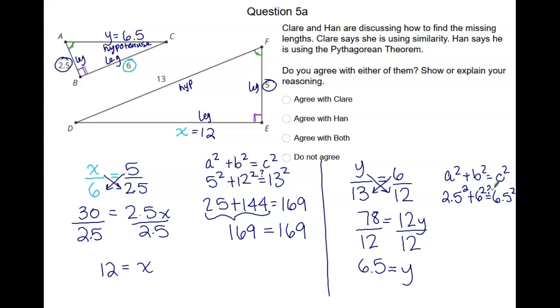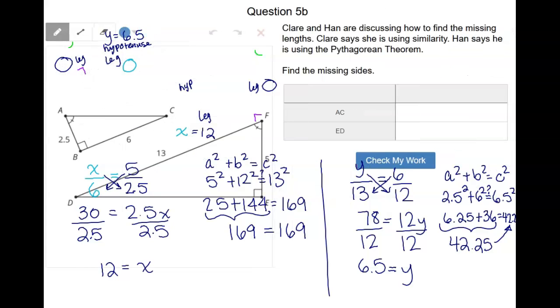So if we take 2.5 squared, we get 6.25. 6 squared is 36, and 6.5 squared is 42.25. It's a little dicey there. All right, so if we add 6.25 plus 36, look at this, we get 42.25, which is equal to this number up here. So it means that we can either use the Pythagorean theorem or we can use similarity to solve for those side lengths.